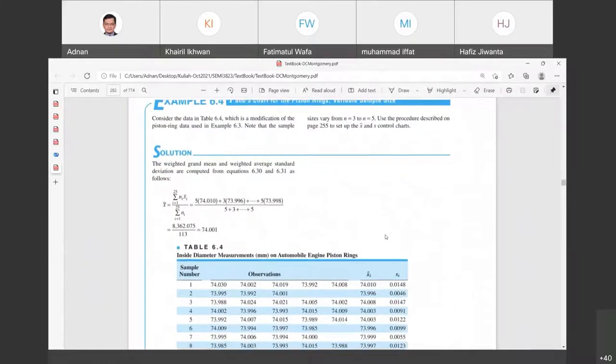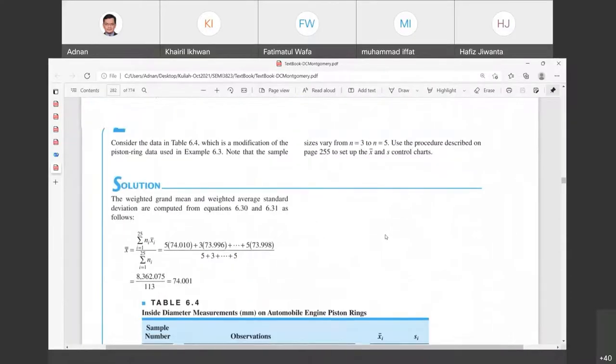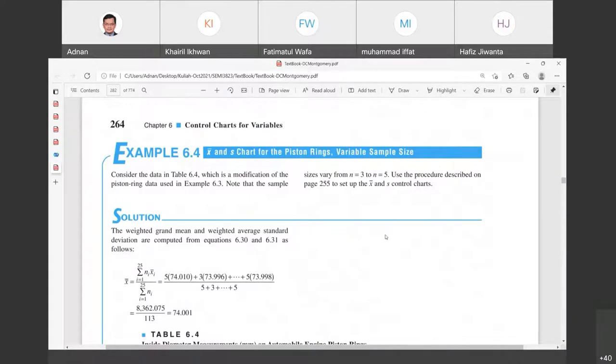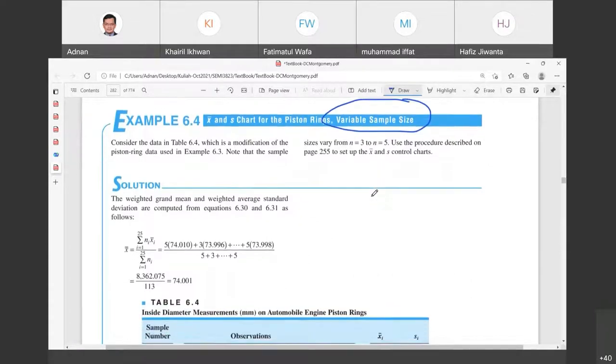So we go back to the same example. Now the issue is what happens if we have variable sample size. Remember that earlier we had a sample size of 5, right? But now there are situations where the sample size is not constant. In this case, we still can use the X bar and S chart.